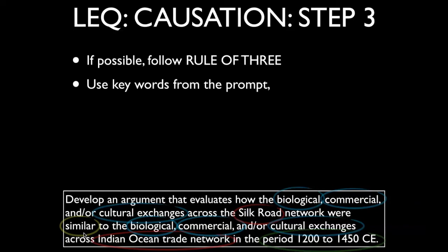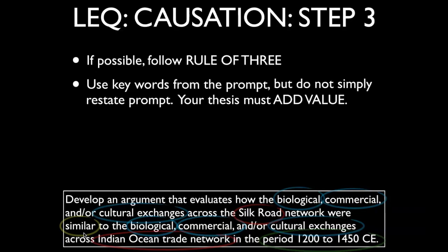You're going to start by basing your thesis around keywords from the prompt. You can't just rewrite what the prompt says and say something like, both the Silk Road and Indian Ocean sea lanes had similarities and differences. You didn't add any actual value. You didn't make an actual argument. So you need to provide more specificity in identifying, well, what exactly is similar or different in terms of the way in which exchanges took place on those two networks.